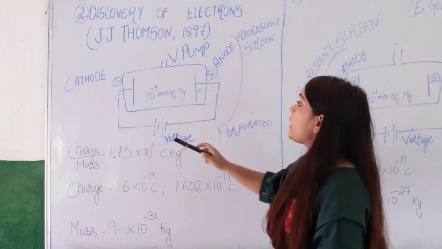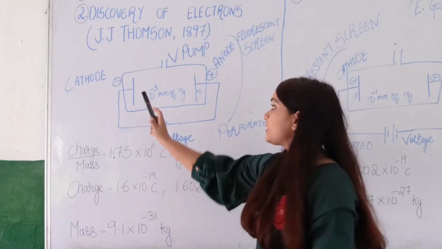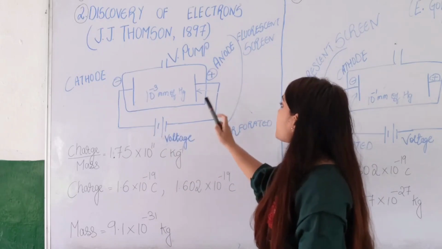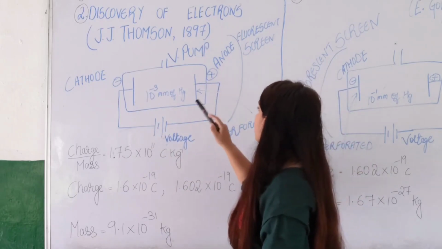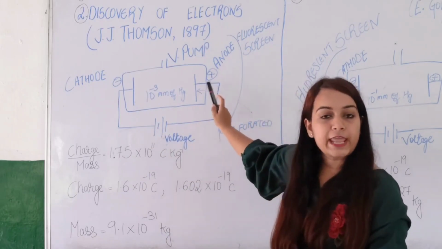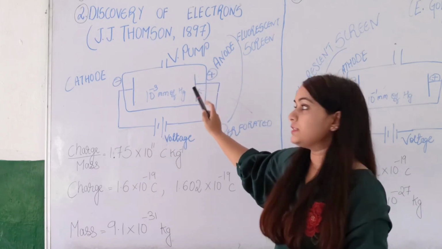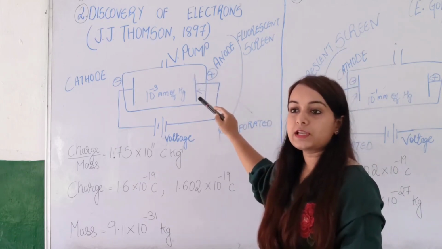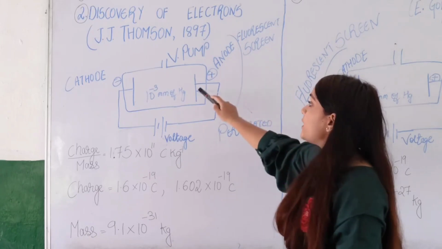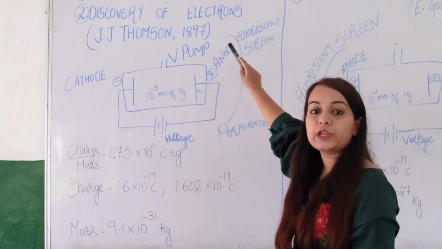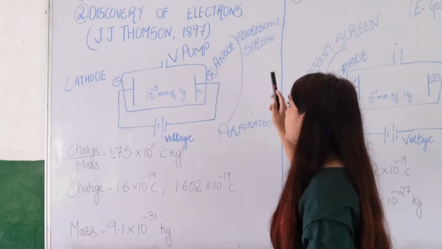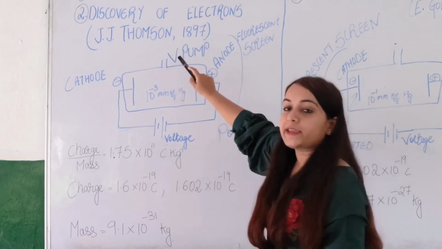In this setup, he took two electrodes, cathode and anode. This anode was a perforated anode. Perforated anode means it will have a series of holes in it. And at the back of this perforated anode, a fluorescent screen was attached. This is the vacuum pump.